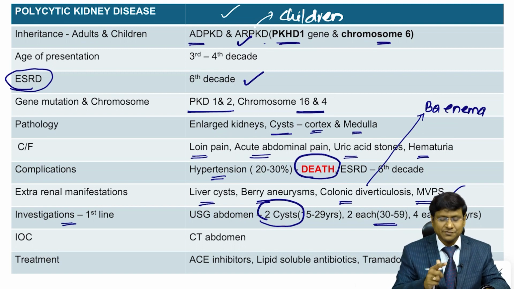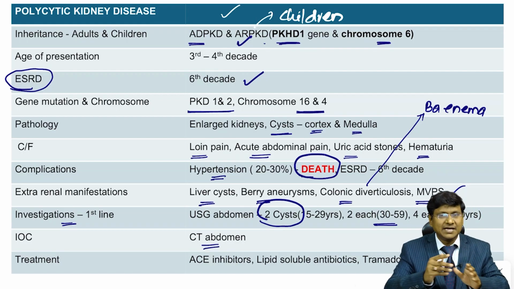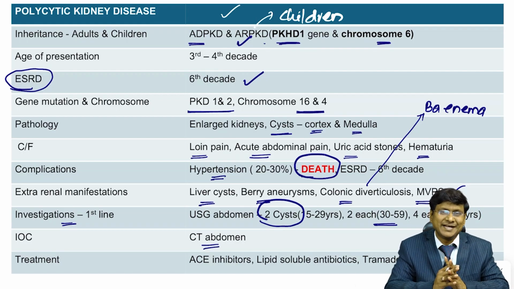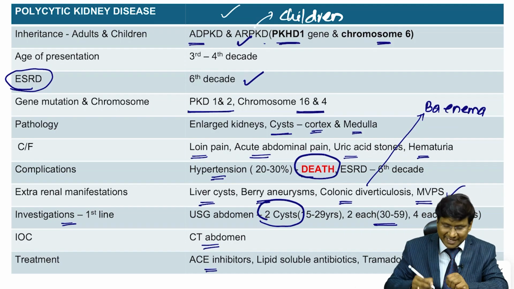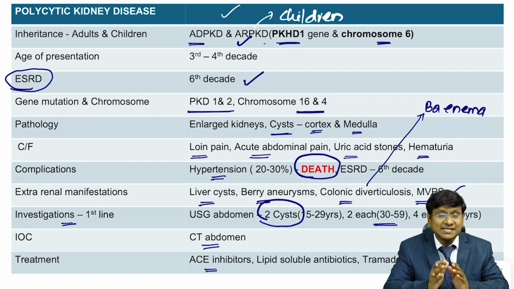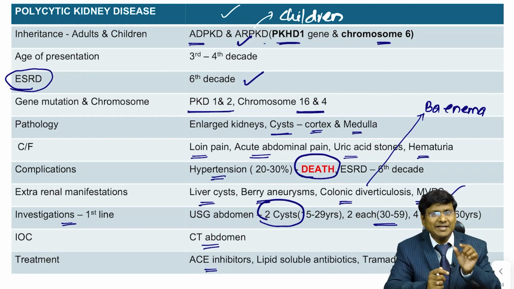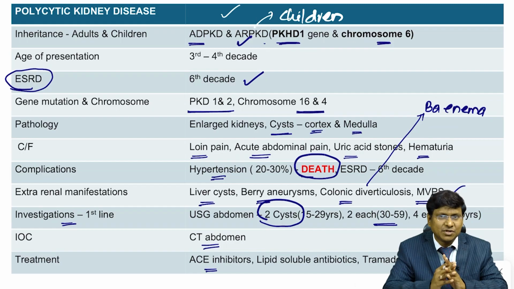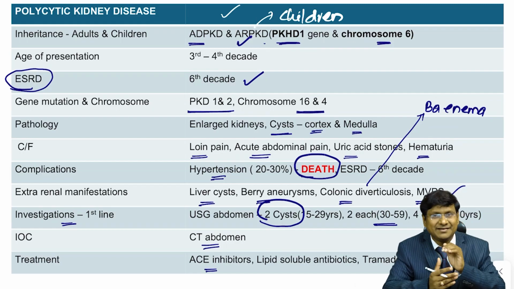Then the investigation of choice is the CT of the abdomen, which will confirm the diagnosis as well as the number of cysts. For the treatment of hypertension, you need to give ACE inhibitors, because of the activation of RAS. And these cysts are at increased risk of infection. There is acute abdominal pain and there can be urinary tract infection. The antibiotic that you should give should be a lipid soluble antibiotic that can penetrate the cysts.